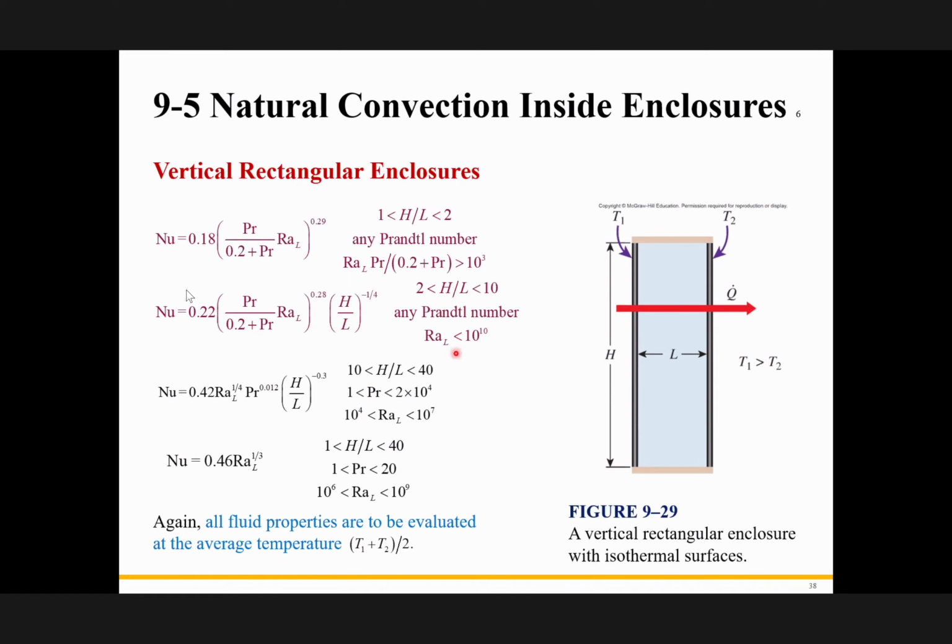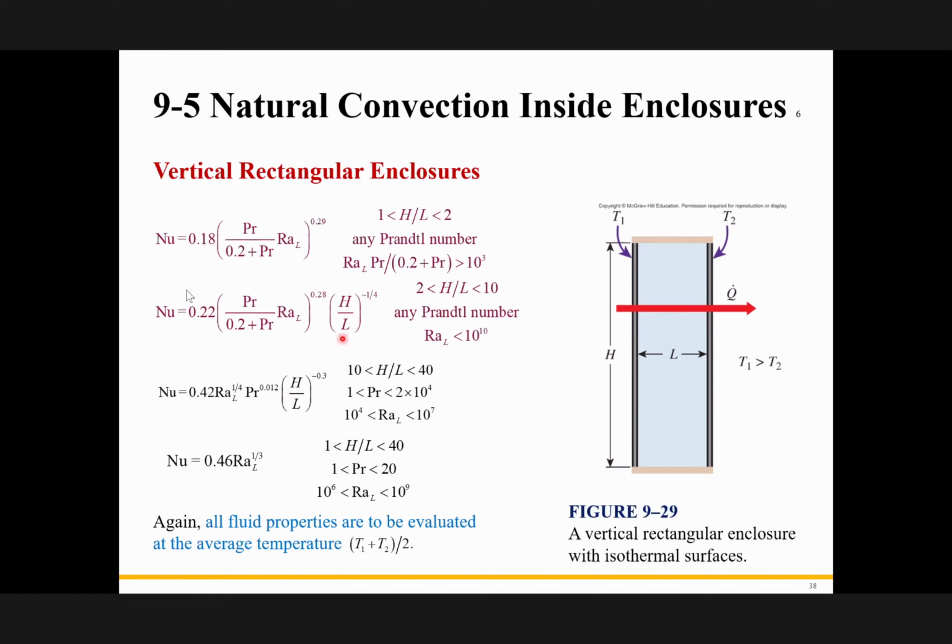One of the strict restrictions is the aspect ratio, H over L. If H over L is this and satisfies this one, you can apply this equation. If H over L is between 2 and 10, and the Rayleigh number is this one, you can apply this one. And the other set of correlations that you have is for another range of Prandtl number. If your Prandtl number is in this range and your aspect ratio is in this range, you can use this equation. Now we end up using either this correlation or this correlation.